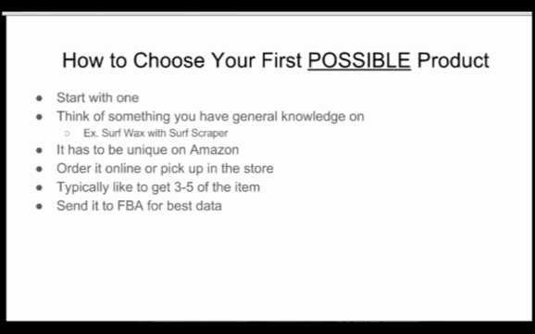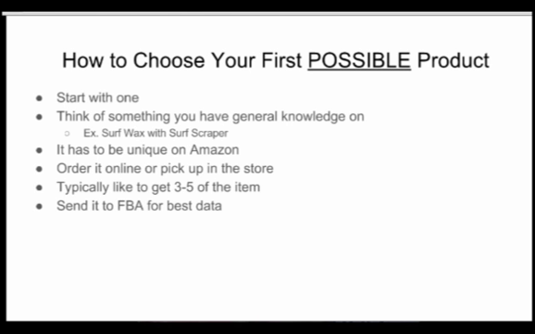And it has to be unique on Amazon, and what that means, let me be really, really clear, Amazon does not want you duplicating listings that already exist. So for example, if I found some surf wax that was already on Amazon, I cannot take that surf wax and just relist the exact same surf wax.